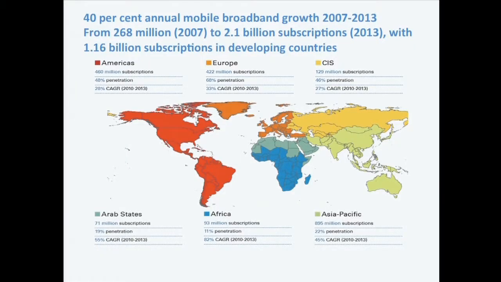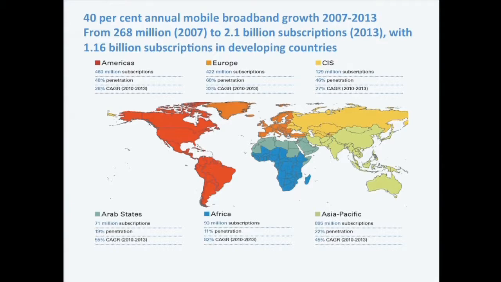Unfortunately, we don't have the same kind of numbers. Those studies have not been done in developing countries. But what we do know is that ICT is growing rapidly in developing countries. And here's a slide of growth of mobile broadband. Mobile broadband has doubled in developing countries in the last 2 years alone. Since the smartphone or the iPhone was introduced in 2007, there's been 40% annual mobile broadband growth. And the number of mobile broadband subscriptions in developing countries now outnumbers those in developed countries.